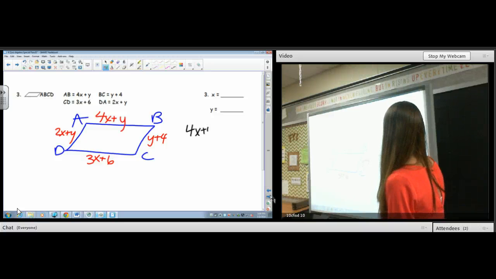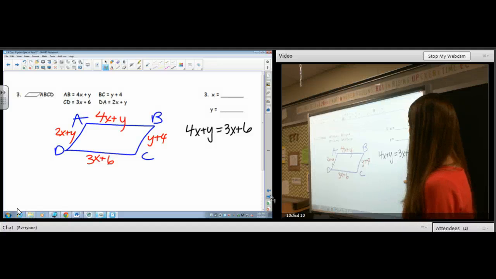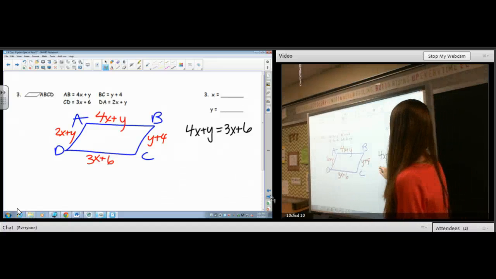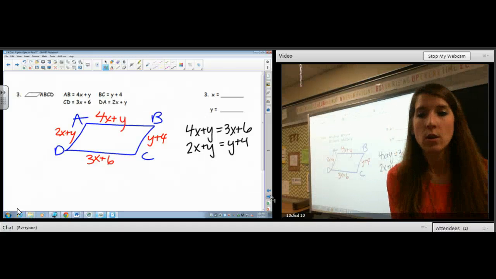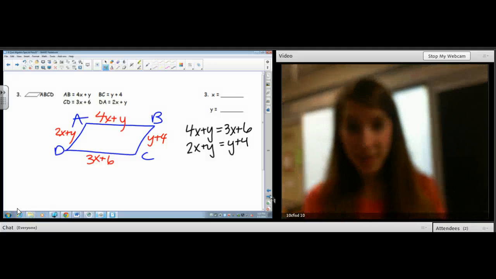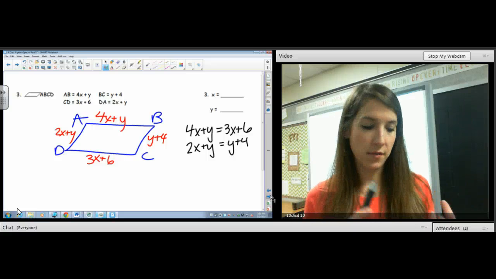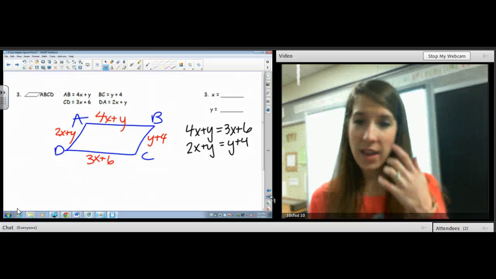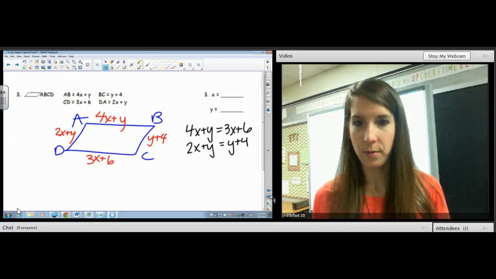4x plus y equals 3x plus 6. And on the other side, 2x plus y equals y plus 4. You've always got two options, but there's something that I see going on here. You've always got the option of elimination and substitution. But I'm looking at that second equation, and I'm seeing that 2x plus y equals y plus 4. And I'm noticing those y's are going to cancel.